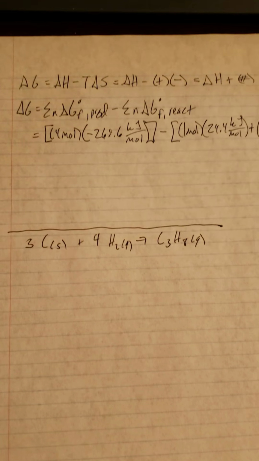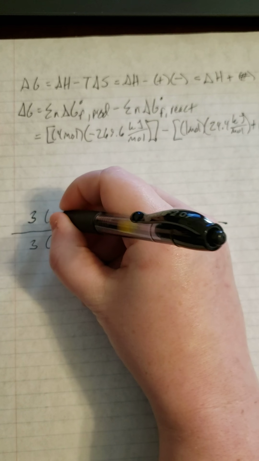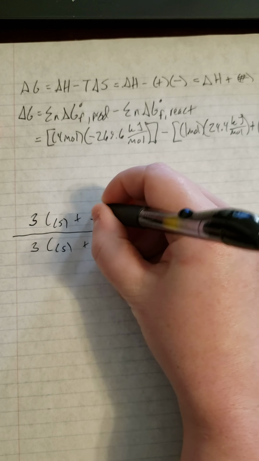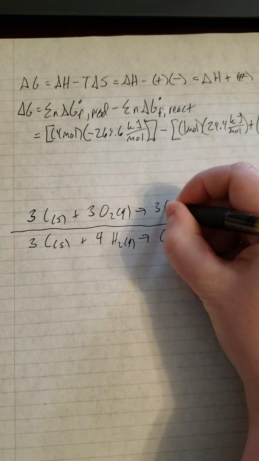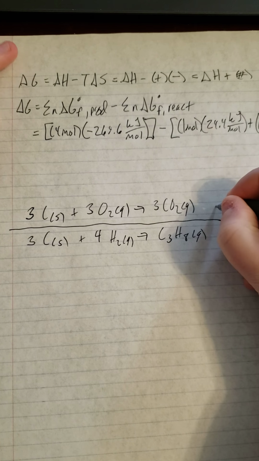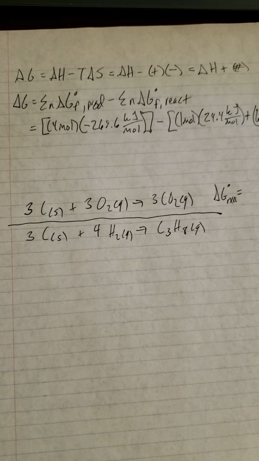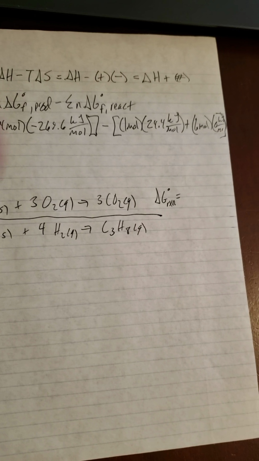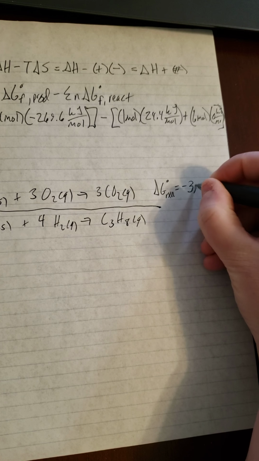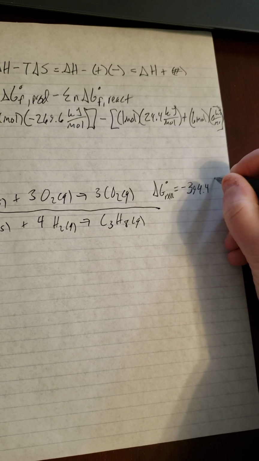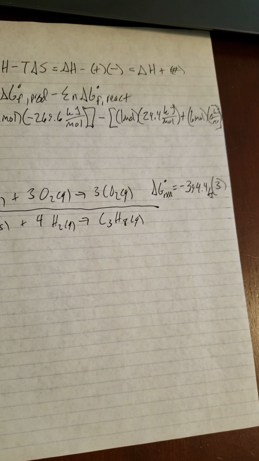All right, so let's put that on our piece of paper here. So then we're going to say we have 3 moles of solid carbon plus 3 moles of oxygen goes to give me 3 moles of CO2 gas. And the delta G naught reaction here is going to be negative 394.4 times 3, and that is in kilojoules. I was just running out of room.